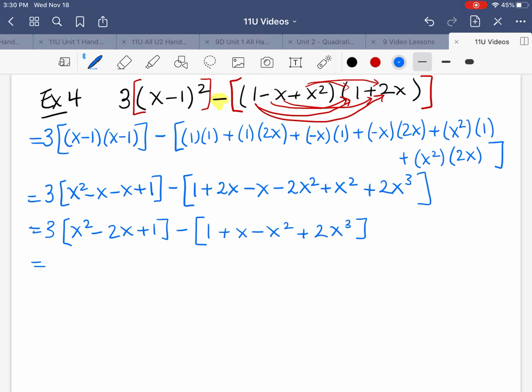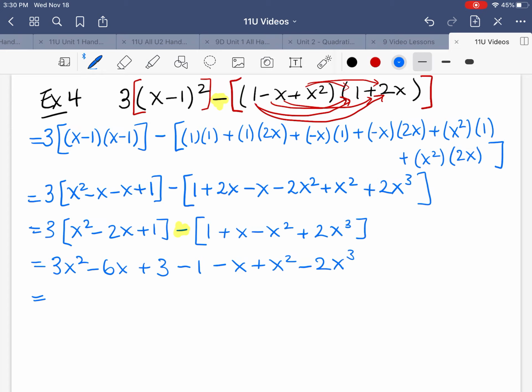All right, now our next line, we are going to multiply everything in our first set of square brackets by 3, and then everything in our second set of square brackets, we are going to apply that negative sign. So we end up with 3x squared minus 6x plus 3. And now we have minus 1 minus x plus x squared minus 2x cubed. Okay, so that negative sign in front of the second set of square brackets changes the sign of all of the terms in the square brackets.